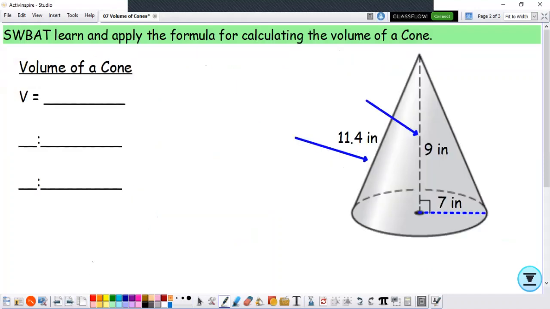And to find the volume of a cone is exactly the same process as finding the volume of a pyramid. It's 1/3 capital B for area of the base times H for height of the cone. So again, capital B is the area of your base, which in this case is going to be a circle, and H is that height or altitude of the cone.